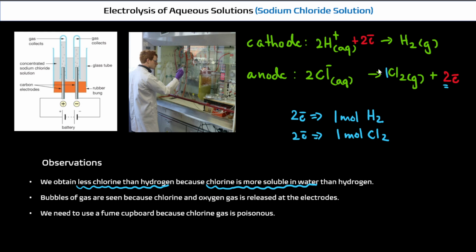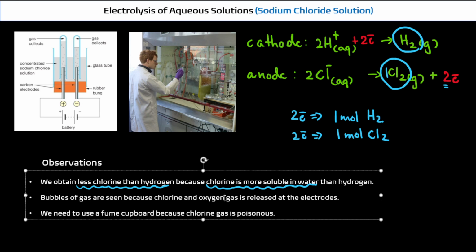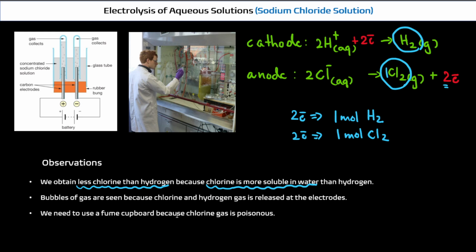And again, since we are producing chlorine gas and hydrogen gas at the electrodes, bubbles of gas are seen. Sorry for the typo here, this should be hydrogen gas. Now, since chlorine gas is very poisonous, as we learned in halogens, we need to use a fume cupboard, as we see on the right side, so that we are protecting ourselves from poisonous gas. A fume cupboard is being used because the chlorine gas which is going to be produced here is very poisonous.